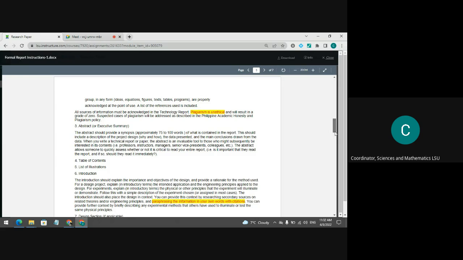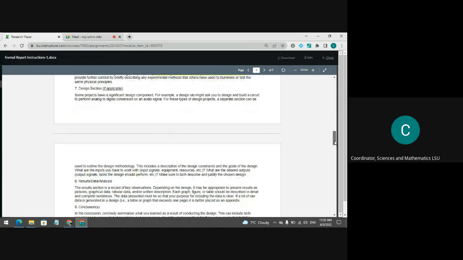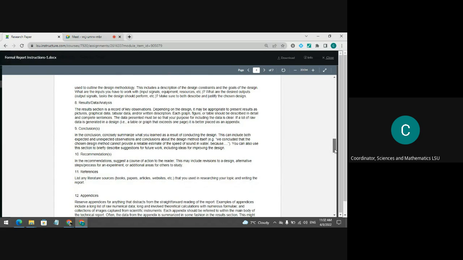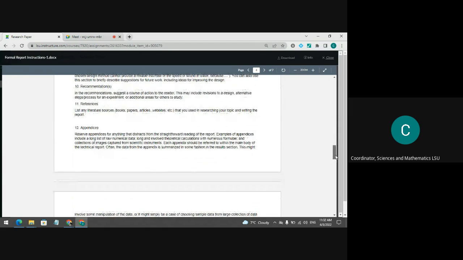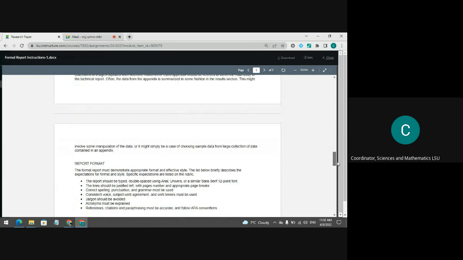Your report must have the abstract, table of contents, list of illustrations, the graphics that you have, introduction, the design section if applicable, the results, data analysis, the graphics that you have, conclusion, recommendation, and of course the list of references. The list of references again must be in APA style. And lastly, the appendices. All right.